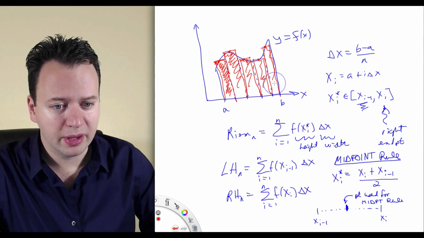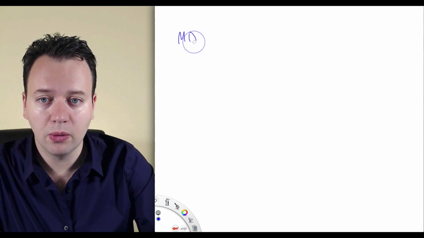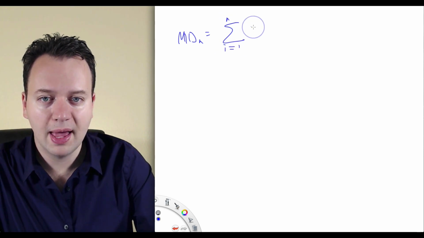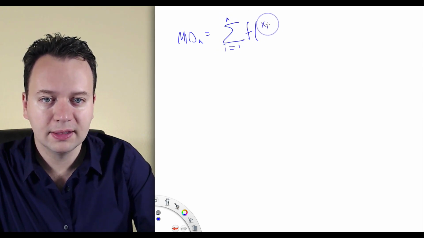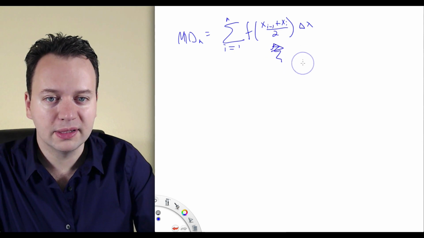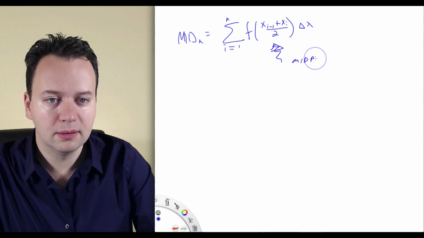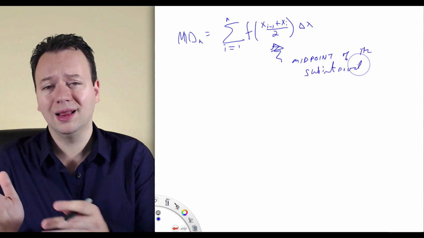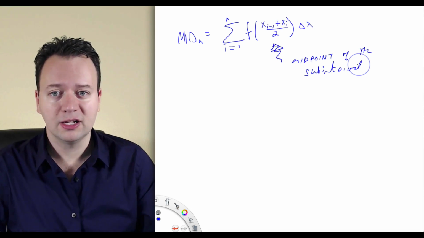So if you want to come up with an actual formula, you could say the following. You could say the midpoint rule with n subintervals is the sum i equals 1 to n of f of x sub i minus 1 plus x sub i over 2 times delta x. But the key point here is that this is just the midpoint. So this is the midpoint of the ith subinterval. It's the point right in the middle. It's right between the left-hand and the right-hand sum. So that's what you do for the midpoint rule.